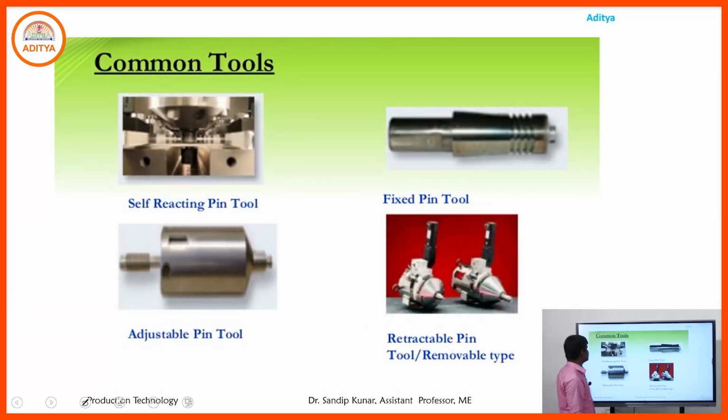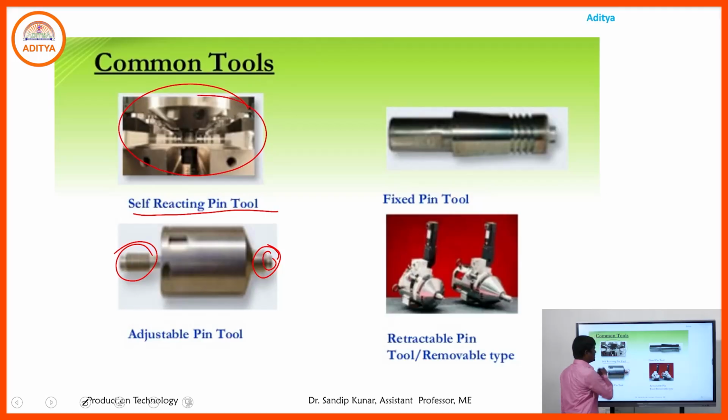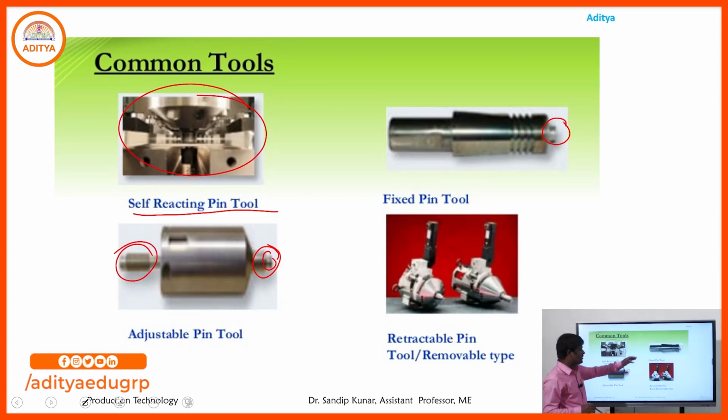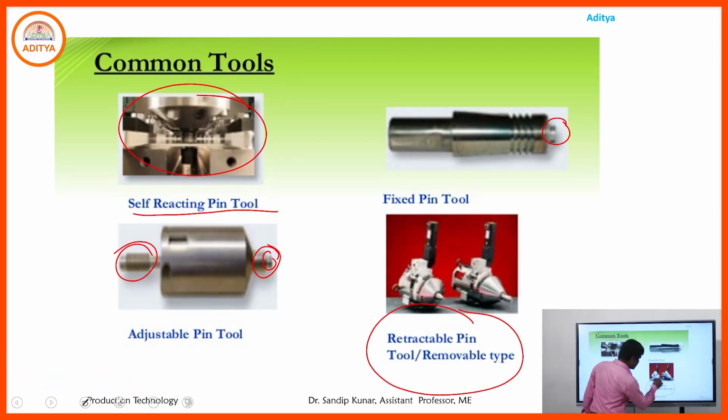Some common tools we have taken include the adjustable pin tool, where we use a knob to adjust the pin as per our requirement, and the self-retracting pin tool. Sometimes the pin is fully fixed, meaning it does not retract or change. We have also used a retractable pin tool and a removable type of tool in the welding process.